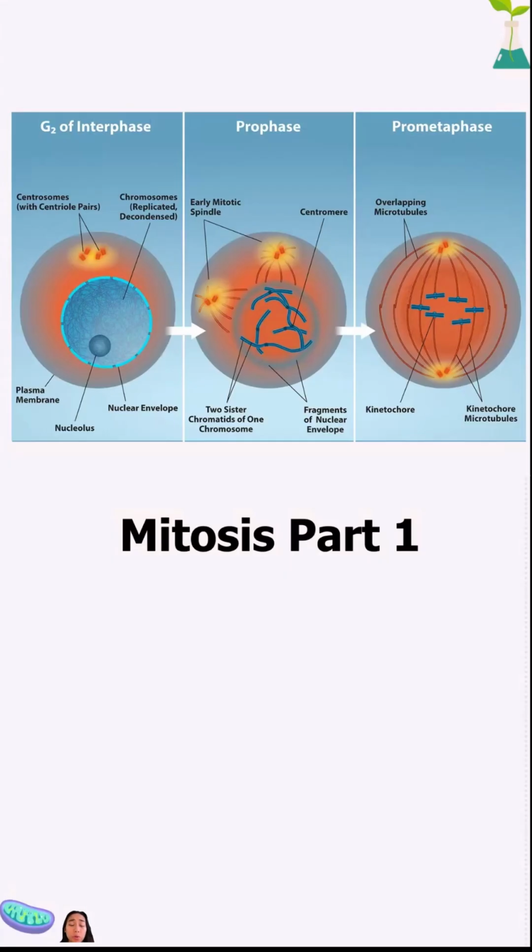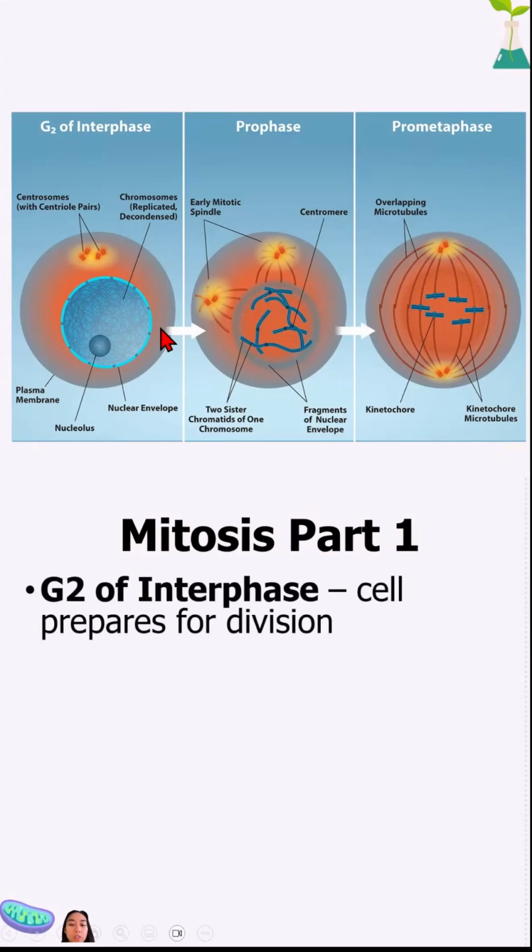So let's go through the process of mitosis, starting with part 1. And so this is actually before mitosis. We're going to just recap what's happening in G2. G2 is the last step in interphase. The cell is preparing itself for cell division. It's making itself really big, making sure it has tons of nutrients, double checking that its DNA is replicated.